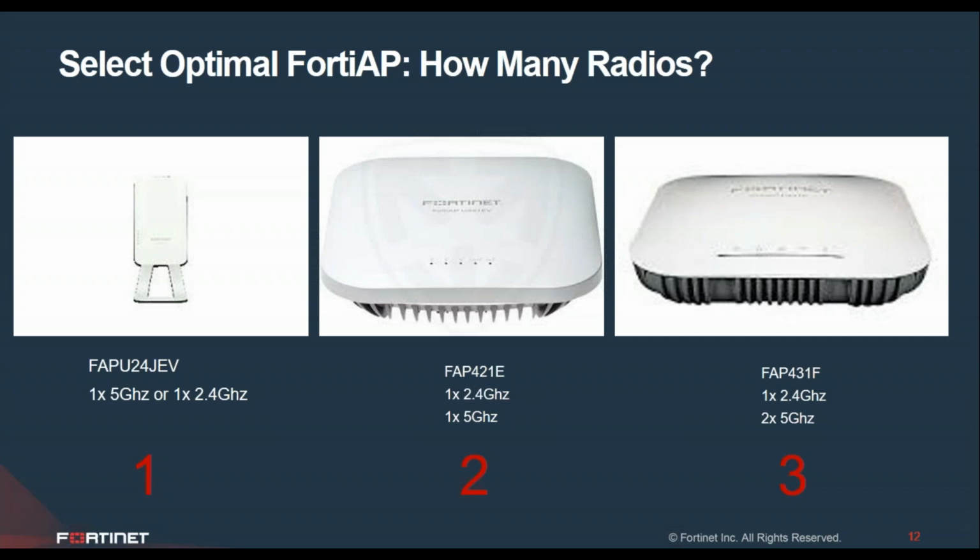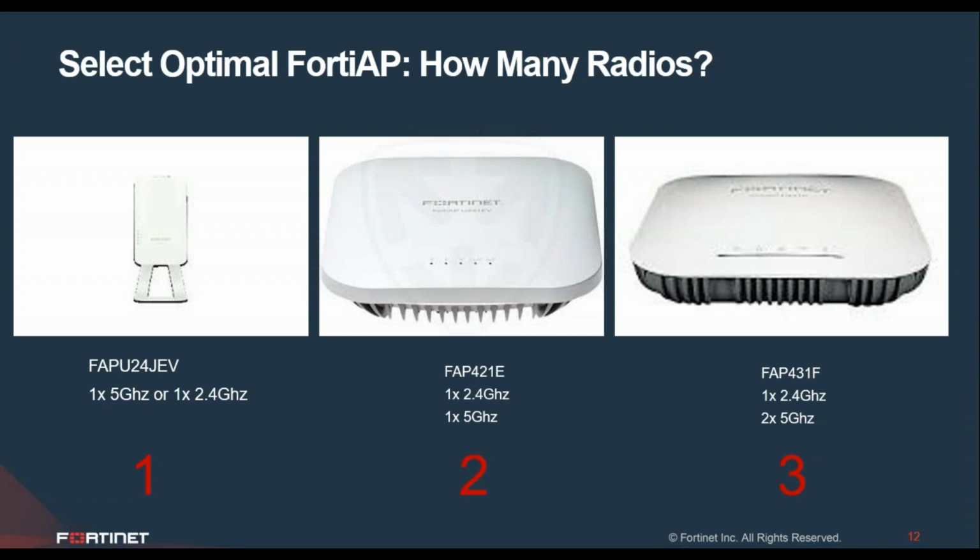Additionally, now we've introduced several 3 radio access points, and that 3 radio access point might allow you to have 2 5 gigahertz radios simultaneously broadcasting on different 5 gigahertz channels, and then the 3rd radio on 2.4 gigahertz. Or you might want to use a 3rd radio as a monitor radio to do wireless intrusion detection on your network. So you definitely want to select an access point with the correct number of radios for your application.